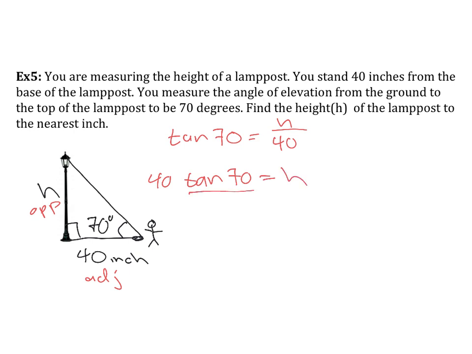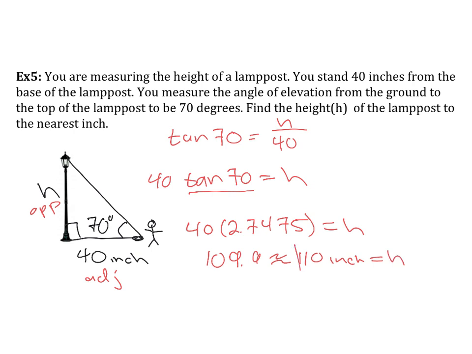At this point, we're going to go ahead and look up the tangent of 70 using our table. We're going to go down to our angle of 70 degrees and over to the tangent, and we get that it's approximately 2.7475. So I now have 40 times 2.7475, and that's going to be about 109.9, which is approximately 110 inches if we round to the nearest inch. And that's going to be our height of our lamppost.